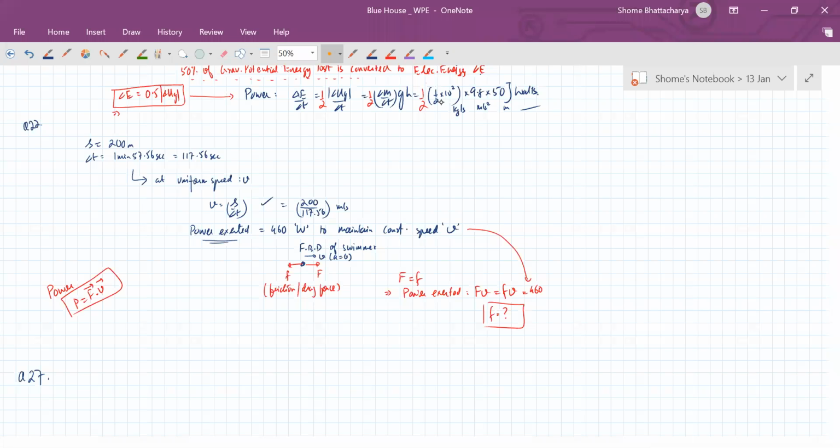Okay, let's understand question number 27. It says that there are certain specifications for a scooter given by the manufacturer. Mass of the scooter is 95 kilograms. Maximum speed is 60 kilometers per hour.